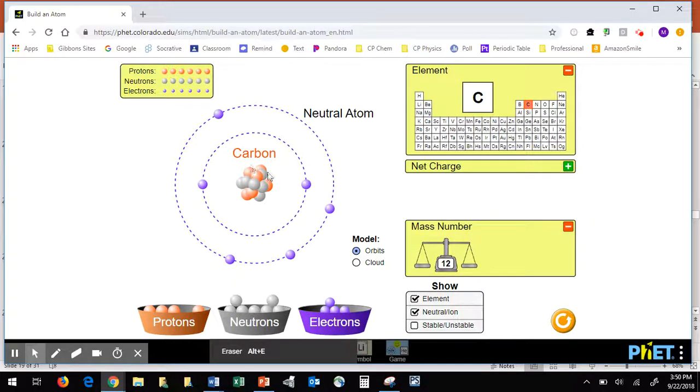If I need to make carbon positive, the way to do that is to take away an electron, not to add a proton, because if I add a positive proton, I turn carbon into nitrogen. I no longer have positive carbon. So we do not add protons. We take or add electrons to make either a positive ion or a negative ion. Okay? So we don't mess with the protons when we're trying to make ions. We only mess with electrons.